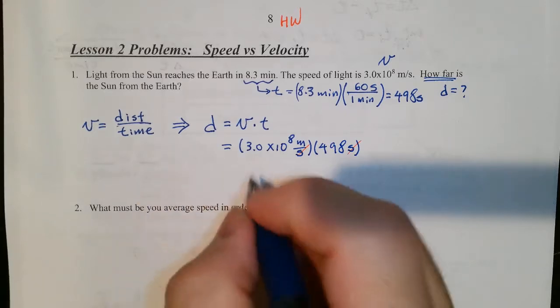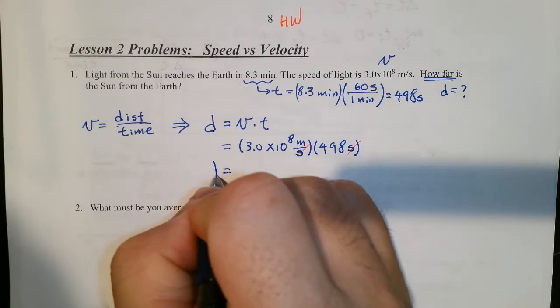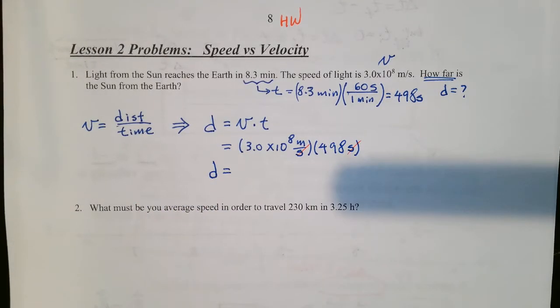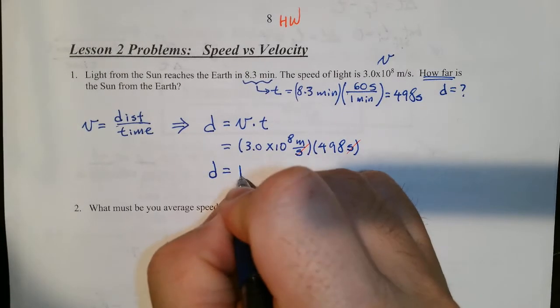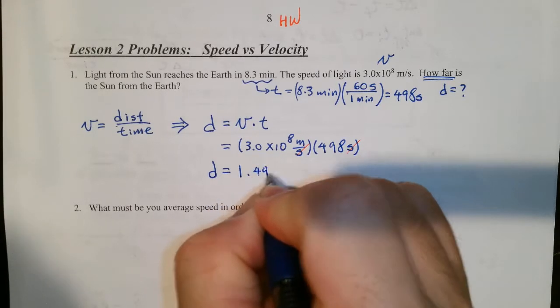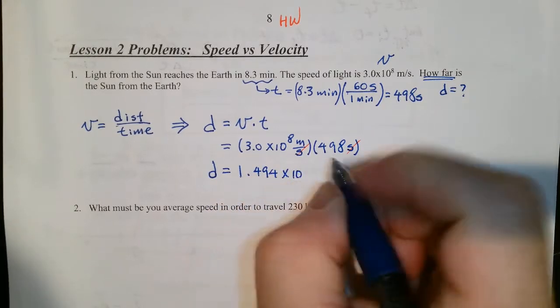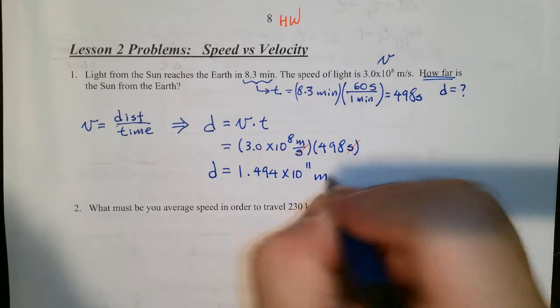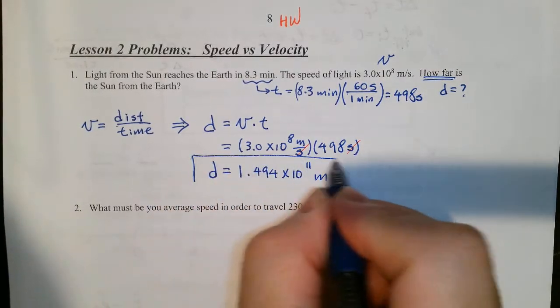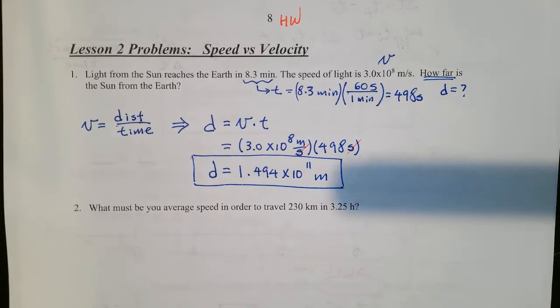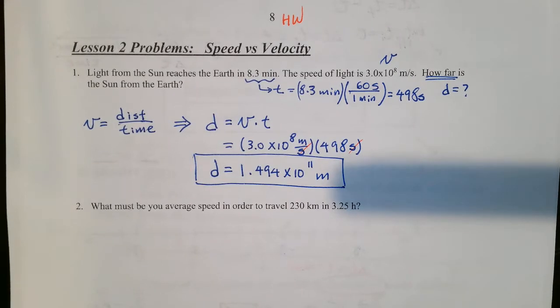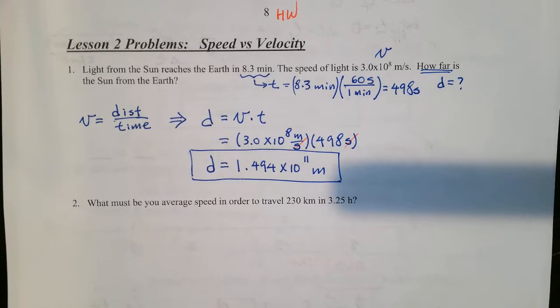And then we have our answer, the distance between the sun and the earth, which we already know to be 1 AU, is 1.494 times 10 to the 11th meters. So that's pretty far out. Okay. Any questions on that?